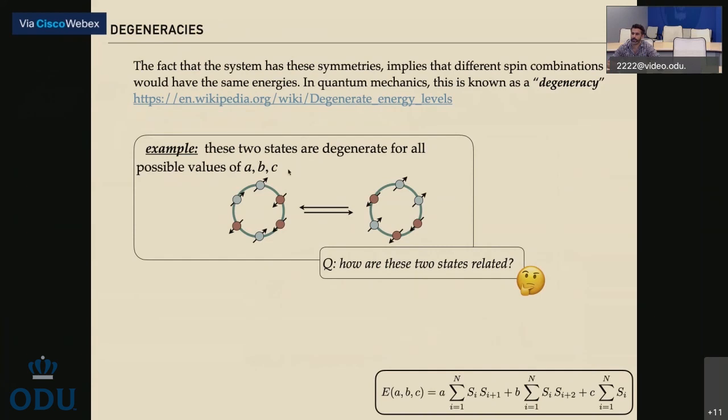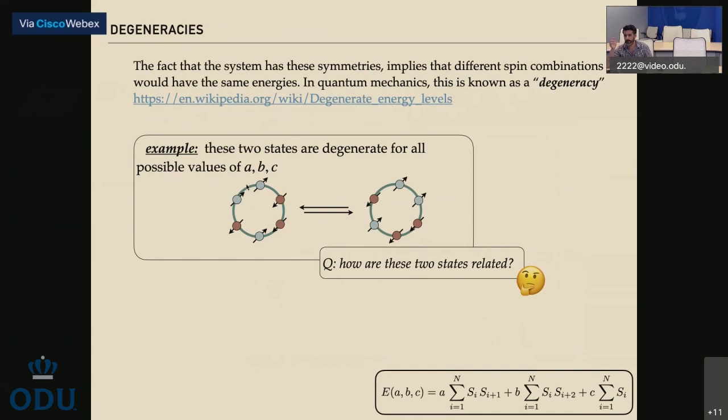So here's an example of 2 states that are absolutely degenerate, always. They have the same energies, regardless of the values of A, B, and C. And so the question you can ask yourself is, if this is the case, then there has to be some transformation that relates these 2. There has to be some relationship between these 2.